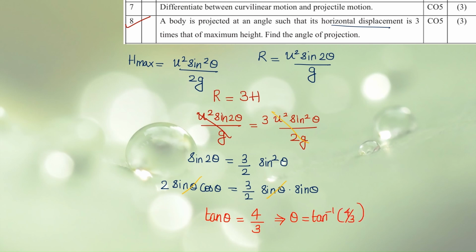Tan inverse of 4 by 3 is 53.13 degree. So the angle of projection will be 53.13 degree.